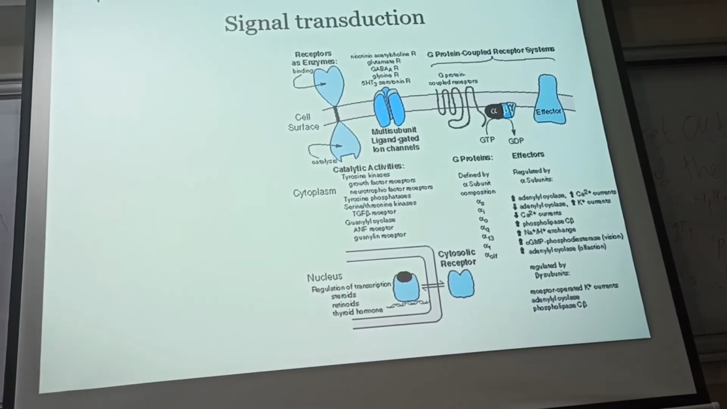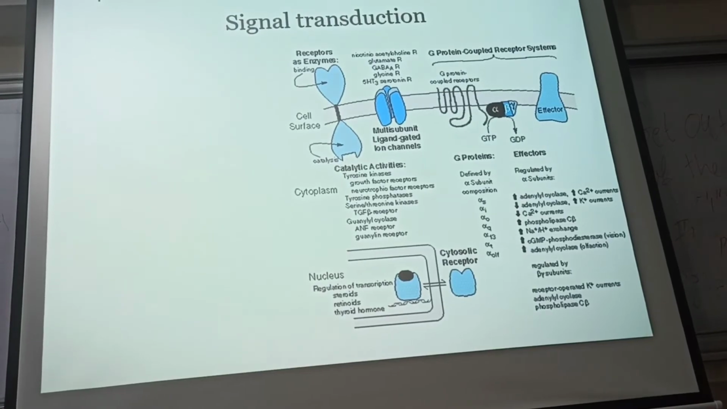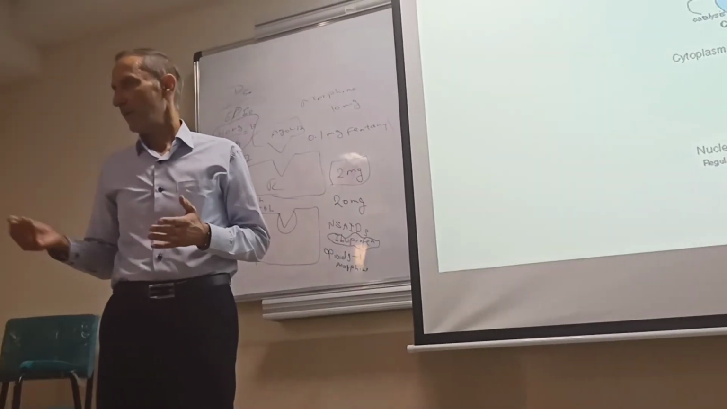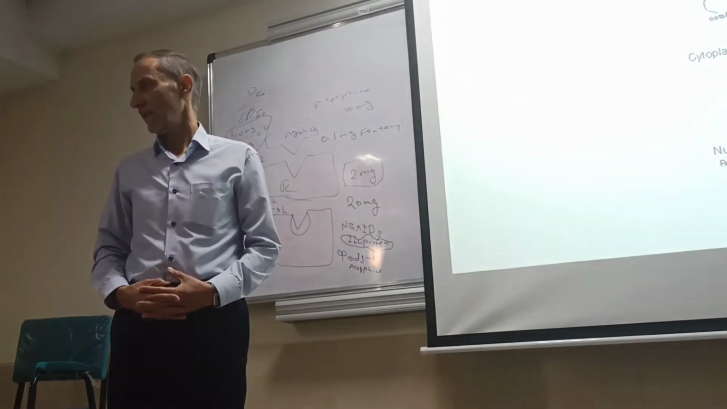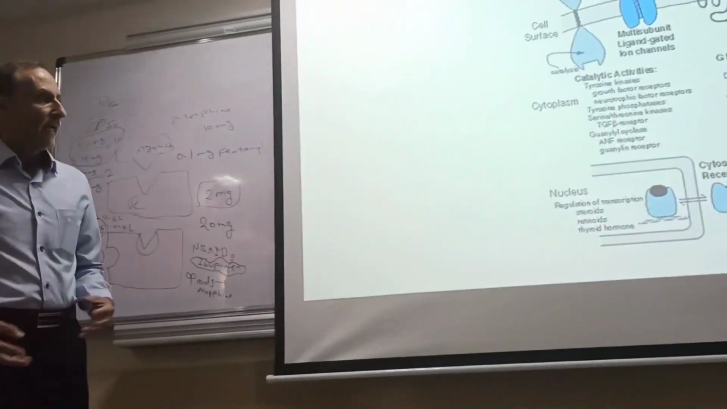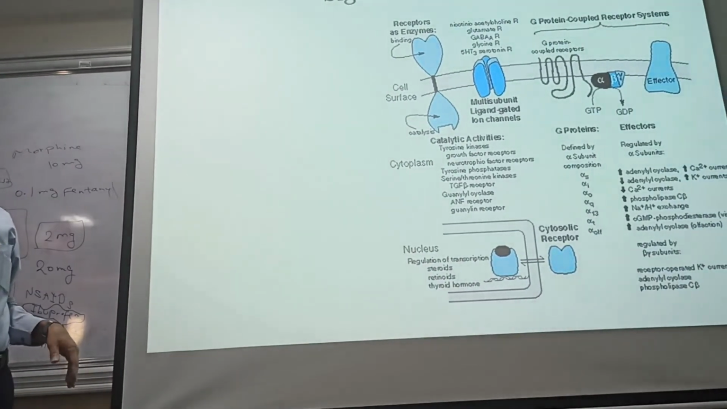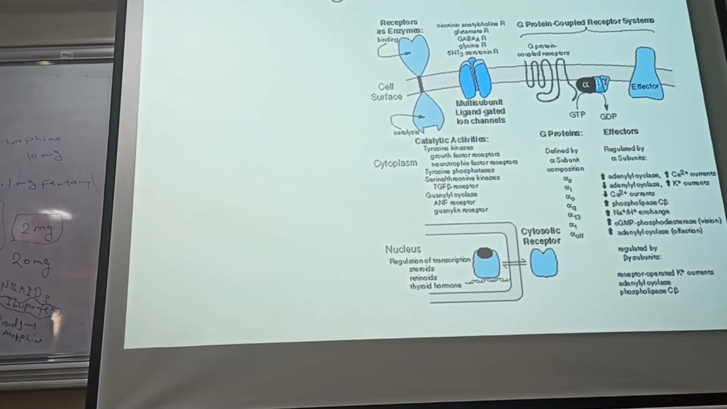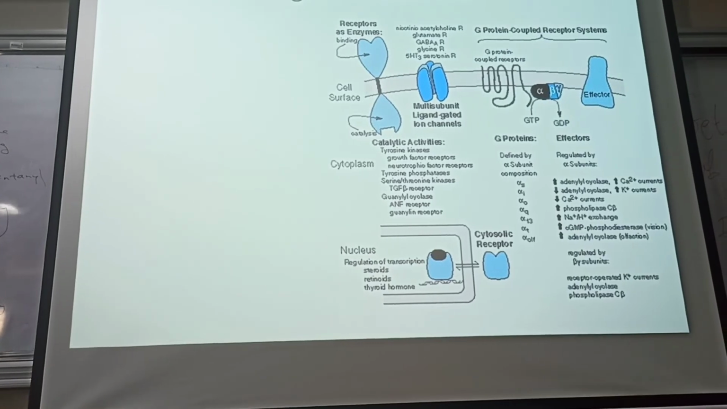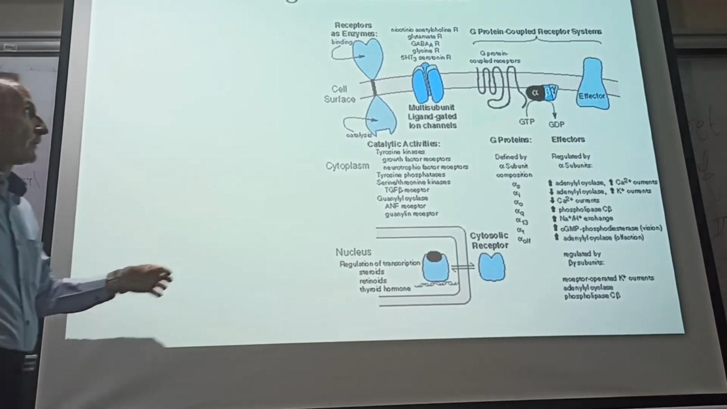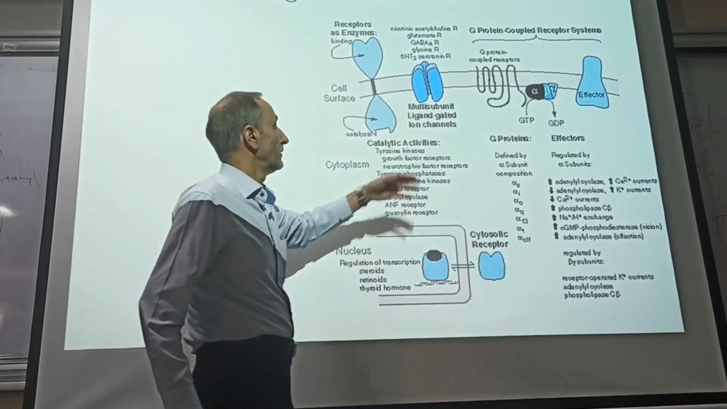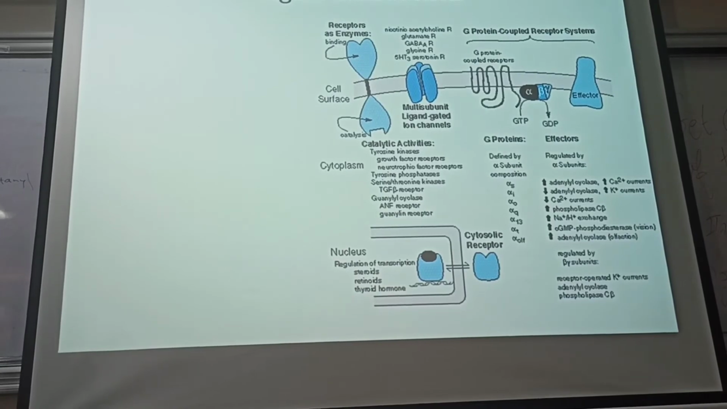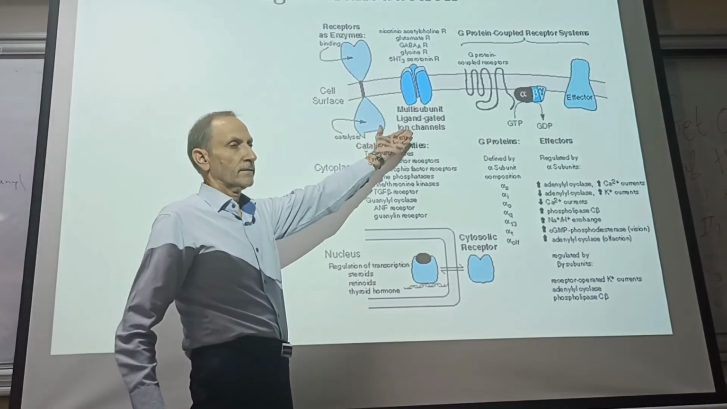When an agonist binds with a receptor, then we have some reactions in the cell. In this slide, you can see that we have different forms of signaling. Some receptors, you see here, are ligand-gated ion channels.